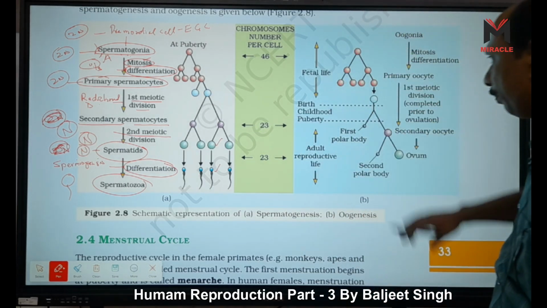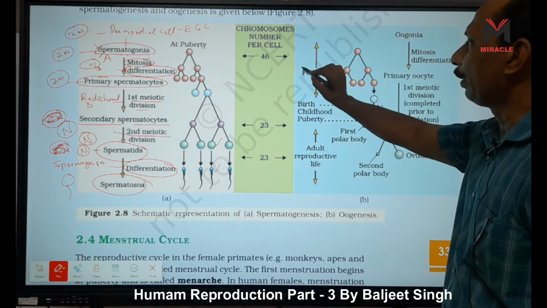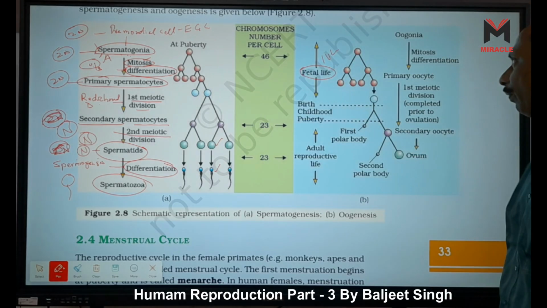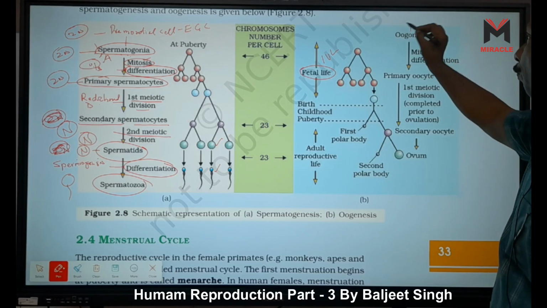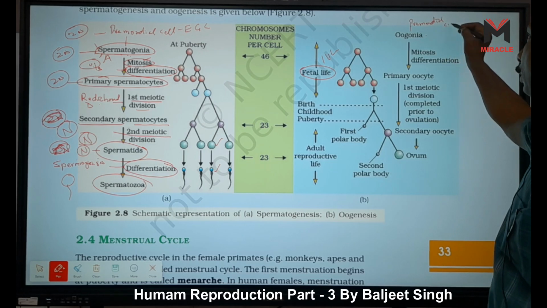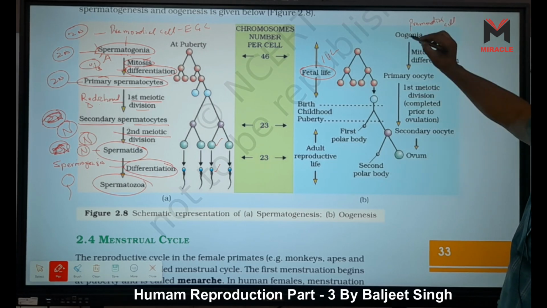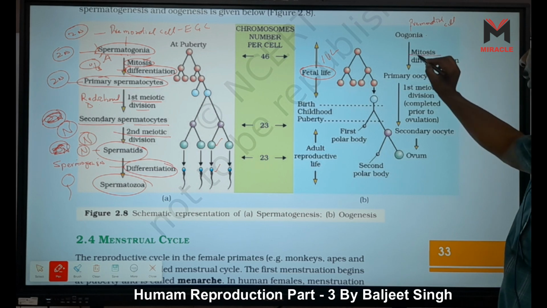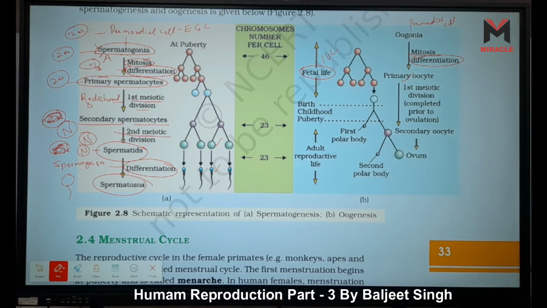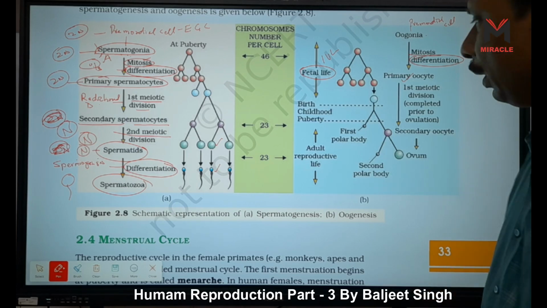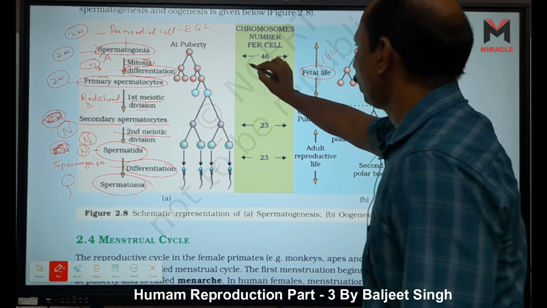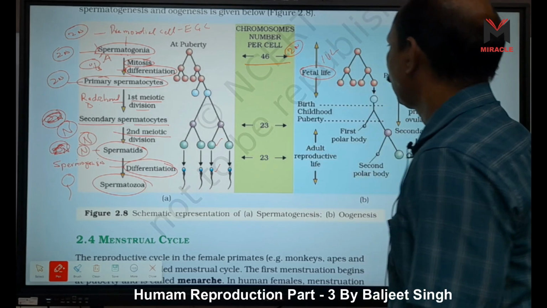But here, what is given? Here in fetal life, fetal means intrauterine life or embryonic life, right? Oogonia are formed from primordial cells, right? Now through mitosis and differentiation, they produce primary oocytes. A number of cells are formed. These are primary oocytes. They are also 2n. The ploidy is given here. 46 means what? 2n, right?